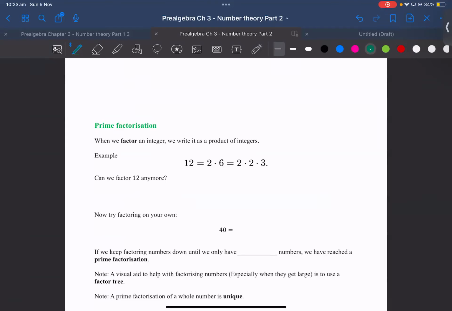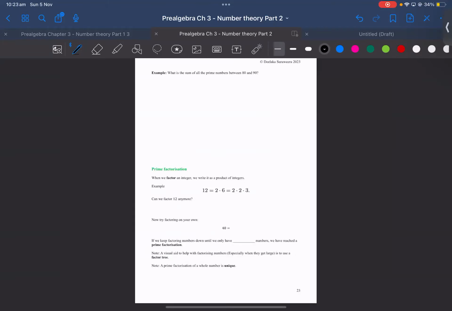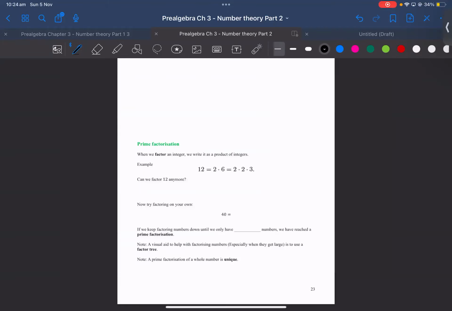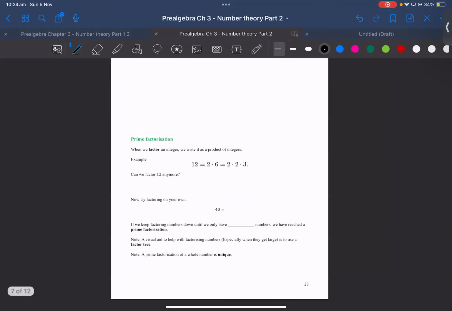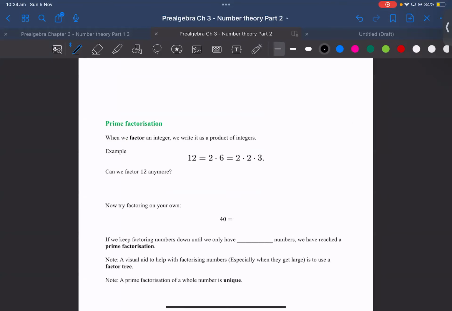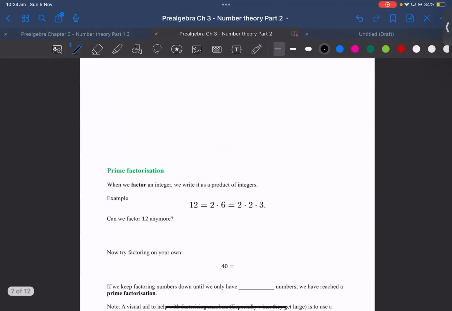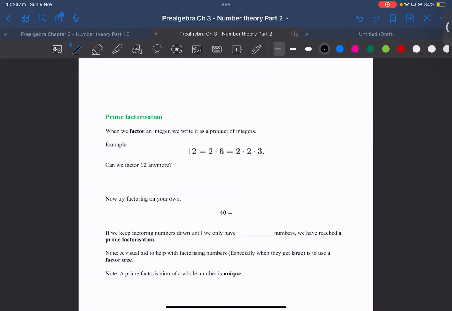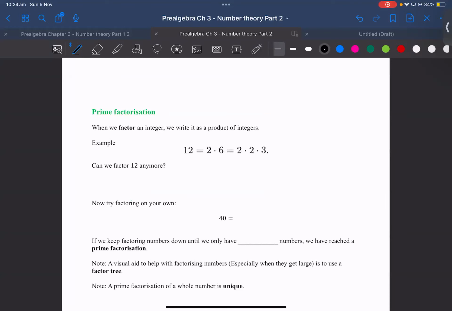In prime factorization, we're going to learn what prime factorization is first. Before that, we're going to learn about general factorization. This is page 23. When we factor an integer, a whole number, so it's not prime factorization, just factorization in general, what we're doing is writing it as a product of integers.